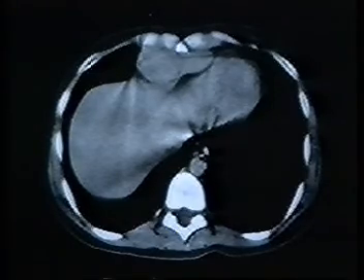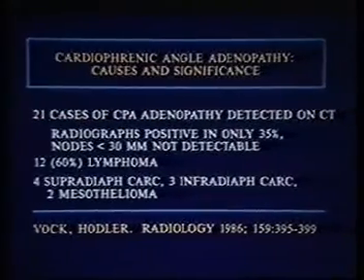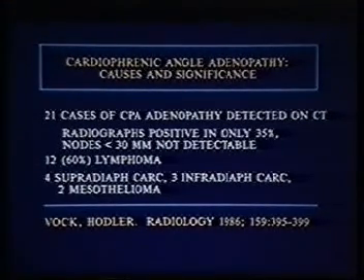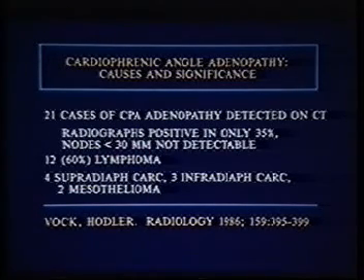A recent study reported in Radiology reviewed 21 patients who had cardiophrenic angle adenopathy detected on CT, and radiographs were abnormal in only about a third. So radiographs are very insensitive in diagnosing lymph nodes in this portion of the chest. And as a rule, lymph nodes less than 3 centimeters are not detectable on plain film. So these have to get pretty big before they're recognizable. 60% had lymphoma. The remainder had a metastatic tumor above the diaphragm or below the diaphragm.